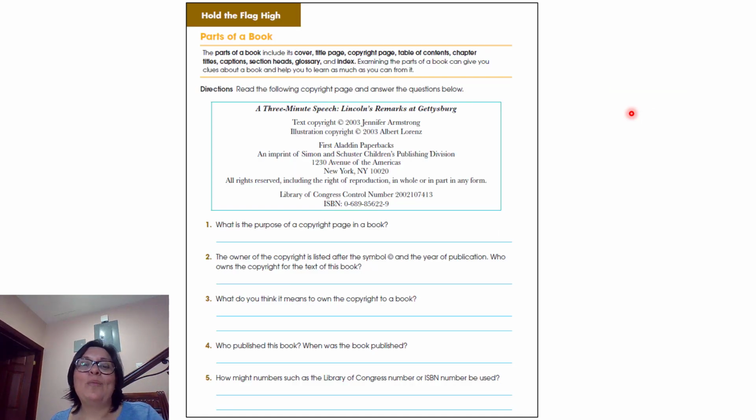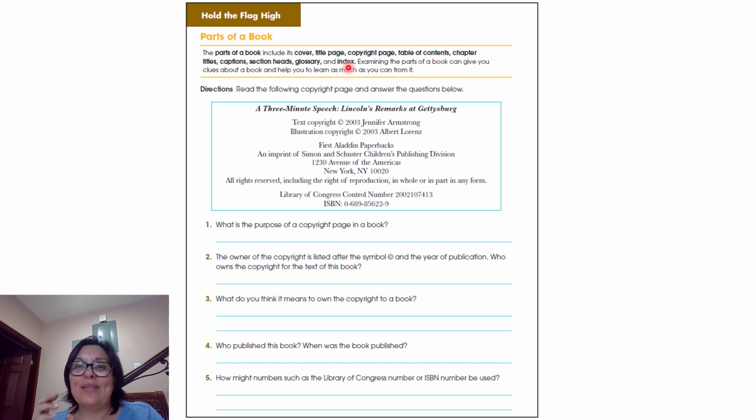Now guys, I want you to open your learning destination book to page 78. Learning destination, page 78. And in here you are going to find all the parts of the book that we were explaining before. Look, the parts of a book, I want you to underline this, include its cover, title page, copyright page, table of contents, chapter titles, captions, section heads, glossary, and index.